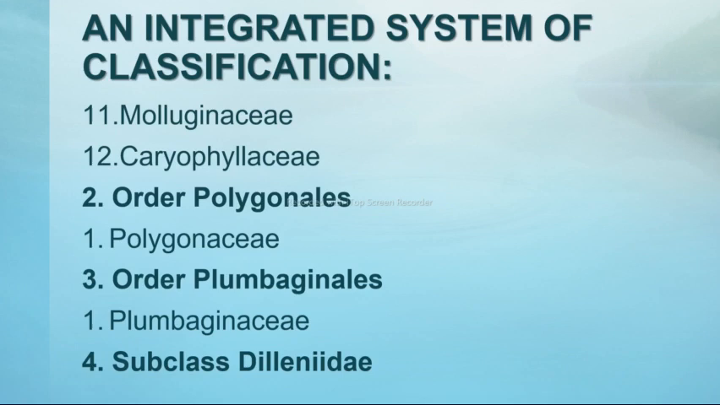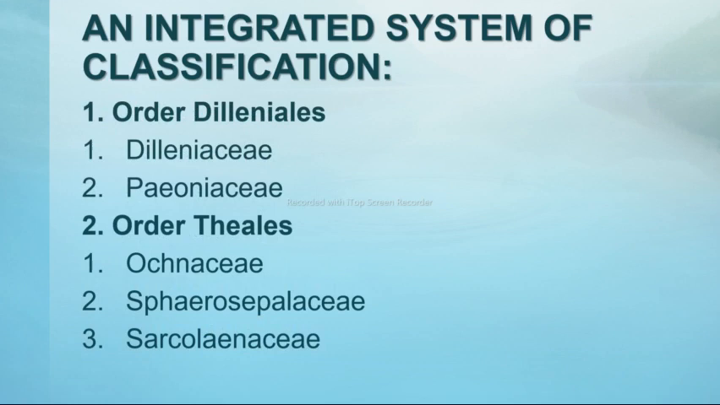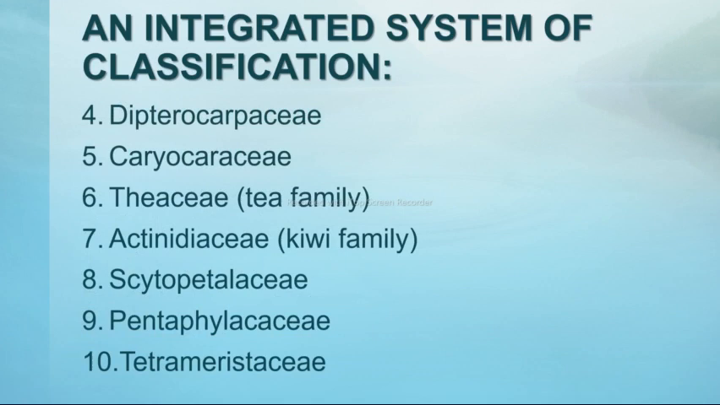And the fourth subclass is Dilleniidae, and it includes the order Dilleniales, and it includes the Dilleniaceae and Paeoniaceae. Next order is Theales, which includes the Ochnaceae and Sphaerosepalaceae. And next is the Sarcolaenaceae, and the next is the Dipterocarpaceae and Caryocaraceae. Next is Theaceae, which is the Tea family, and the next is Actinidiaceae, which is the Kiwi family, and the next is the Cytopetalaceae. Next is Pentaphylacaceae, and the 10th one is Tetrameristaceae.